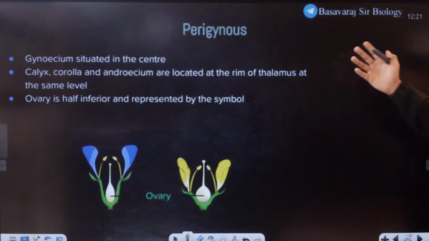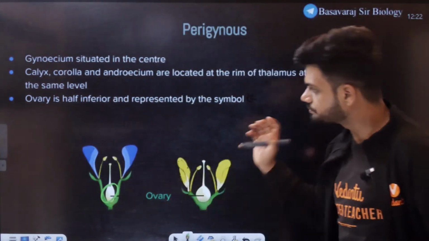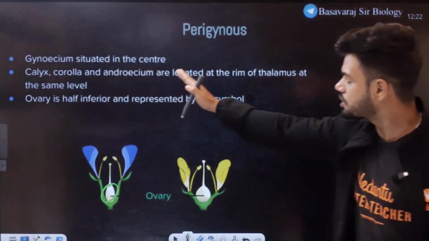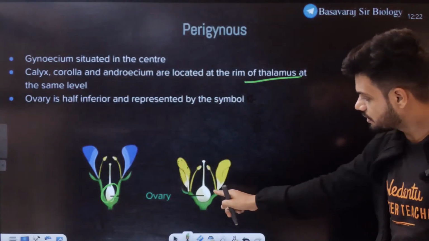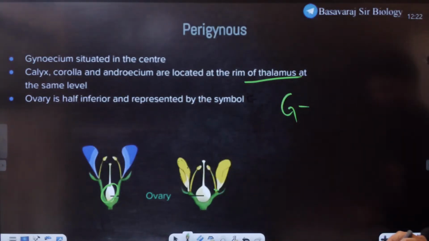Okay. Next one is perigynous condition. Gynoecium at the center here, ovary at the center. Calyx, corolla and androecium are located at the rim of the thalamus. Half inferior. The symbol is this, half inferior.